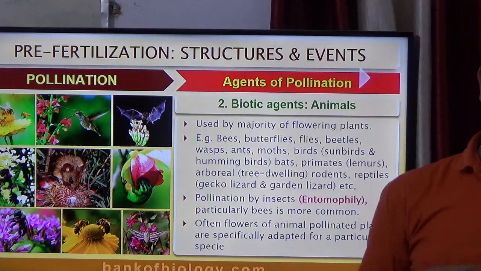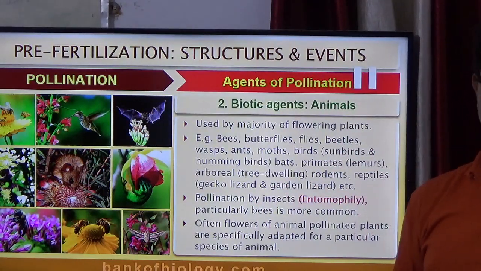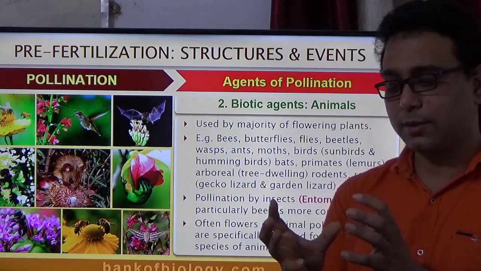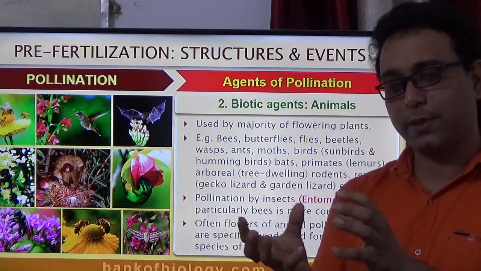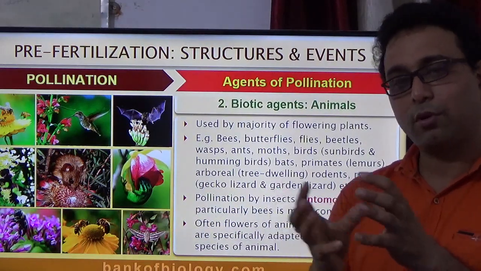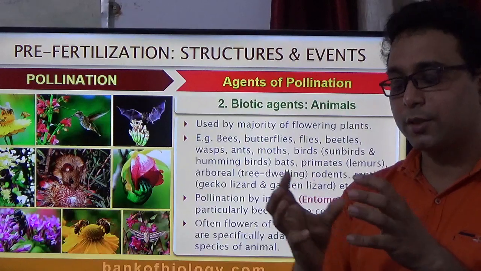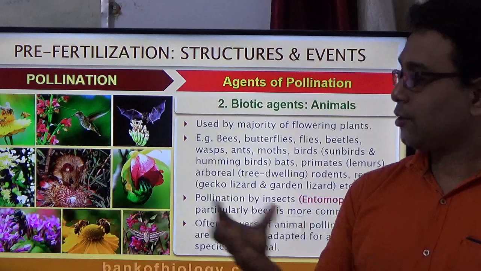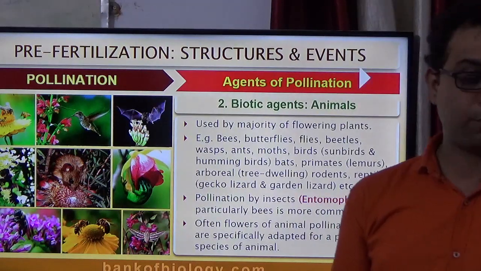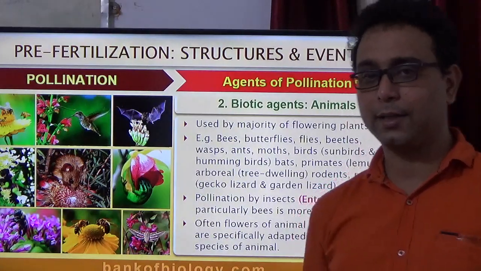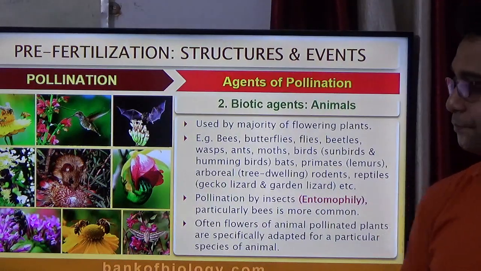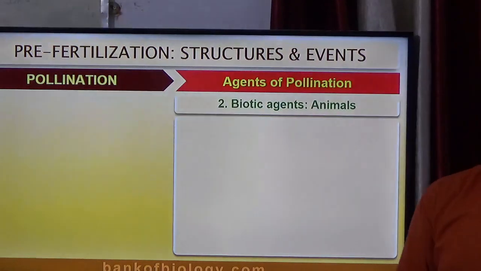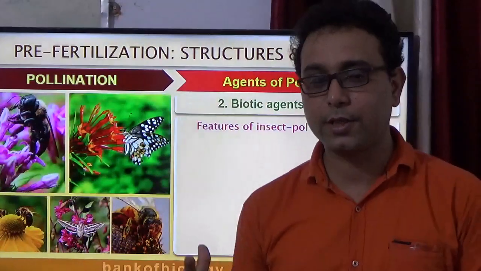Often the flowers of animal-pollinated plants are especially adapted for particular species of animals. So some flowers are pollinated by specific animals. So they have some correlations. The same type of adaptation is there. For that reason, both are benefited together, right? So it is a very important characteristic feature, both the plants and the animals which are helping in pollination. So these are the most important biotic agents, animals, and their pollination features.